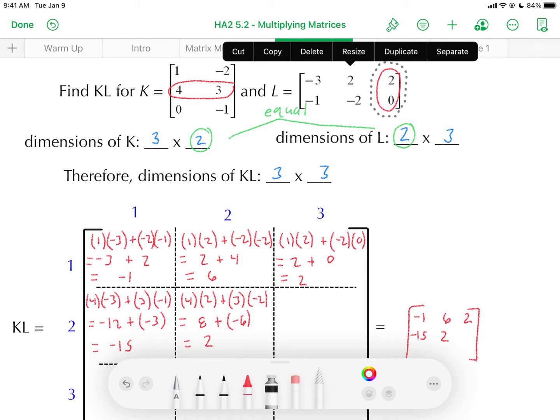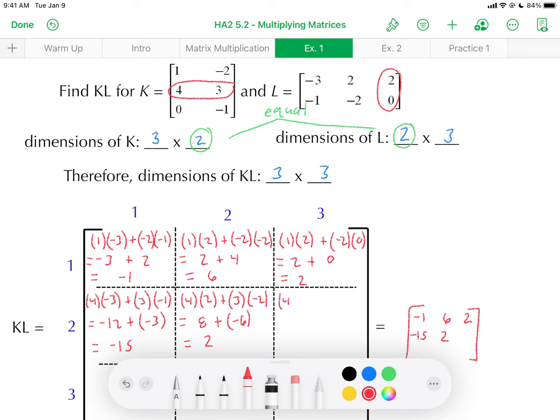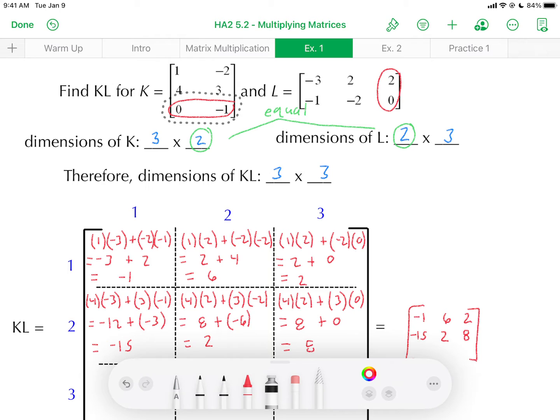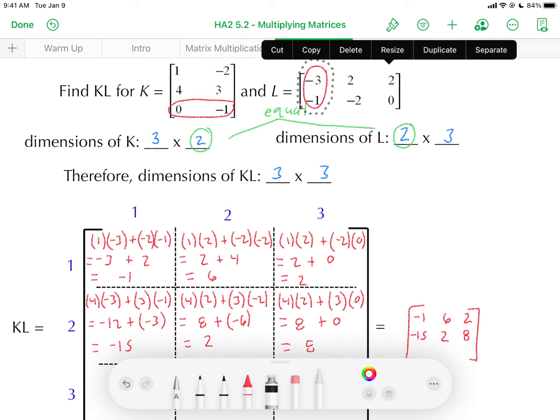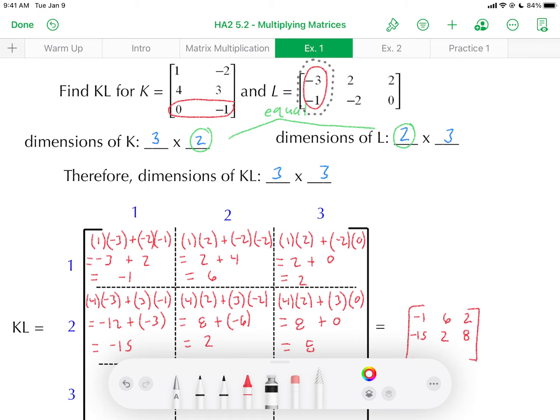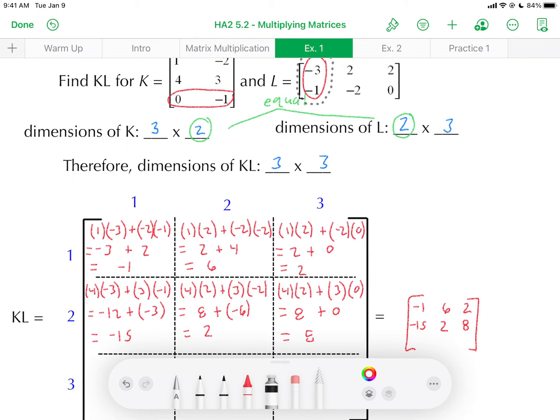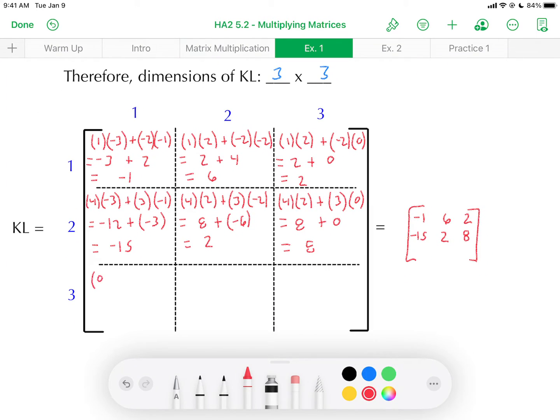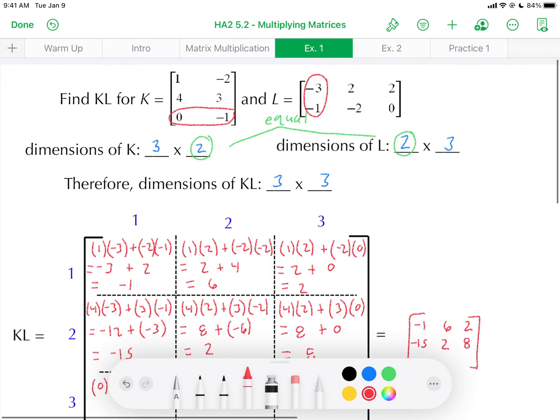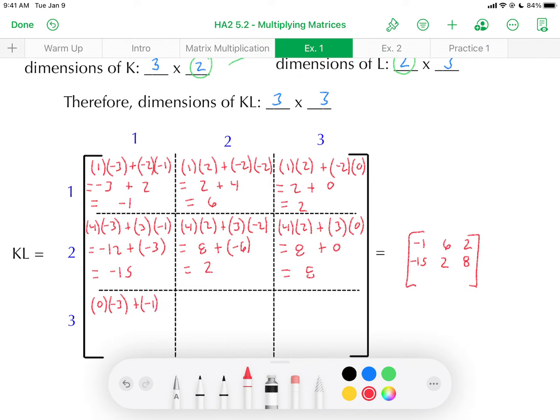And then we move to second row, third column. 4 times 2 added with 3 times 0. That's just going to give you 8, right? Two-thirds of the way there. Okay, so now we move to the third row of K. Let's go third row, first column. I'm going to do 0 times -3 plus -1 times -1. That's going to be 0 plus 1 or 1.